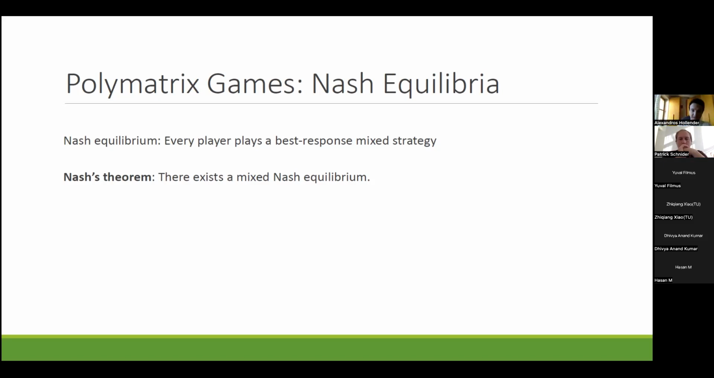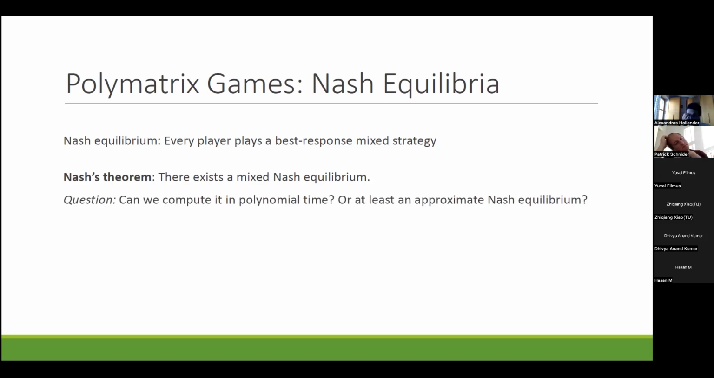Now as a computer scientist, when you see this kind of result, you immediately think, okay, this thing is guaranteed to exist. It's a very important solution concept, but can I actually compute it? If you give me a game, can I actually find this Nash equilibrium? Can I find it efficiently, in polynomial time? Or if I cannot find an exact one, can I at least compute an approximate Nash equilibrium? These are all very natural questions.